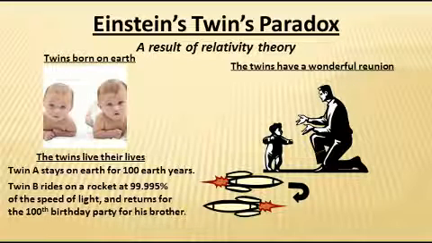The same sort of thing was done with airplanes, with clocks flying in airplanes in various directions and various heights, and found that indeed clocks do slow as a result of moving faster than the other. So this paradox has been proven experimentally, but not in as dramatic a form as we're looking at in this picture here.